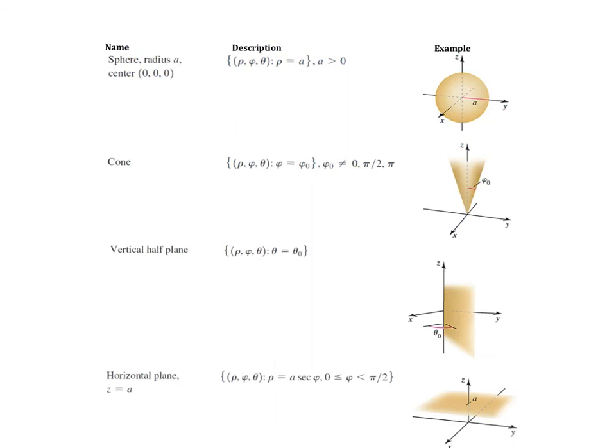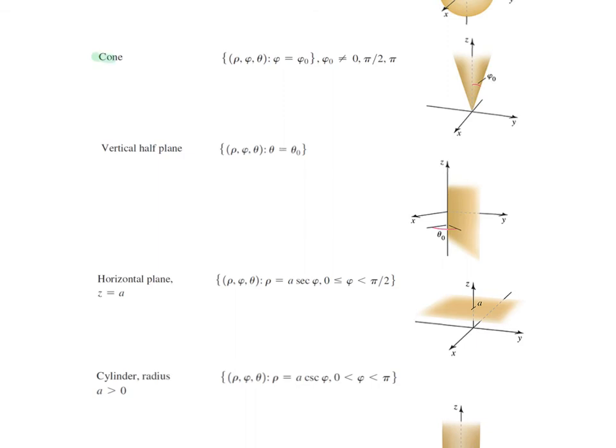So we'll look at some shapes that we may see in spherical, very similar to what we did in cylindrical. The first shape is a sphere. When we look at a sphere with some radius a, the equation is very simple. It's just rho equal to a, because remember, rho is just some distance out. You go some distance a in all directions and you've got your sphere.